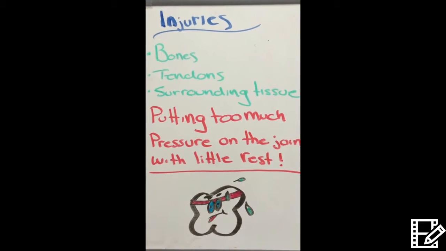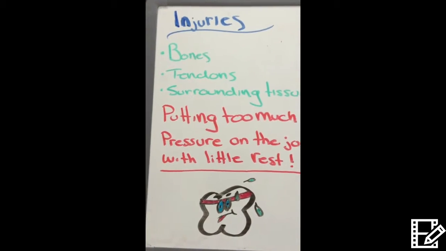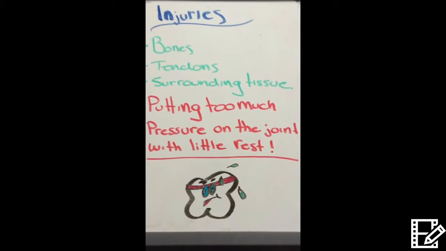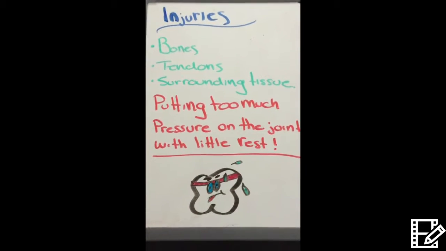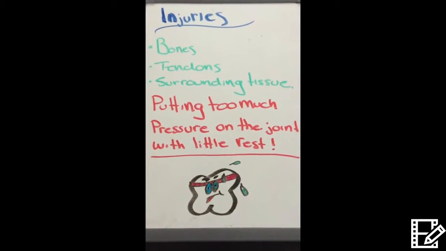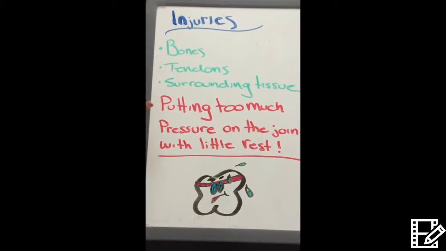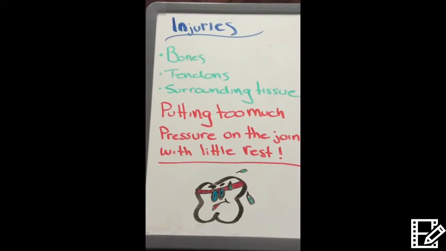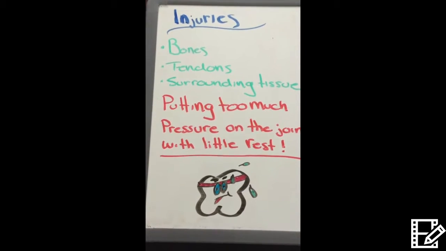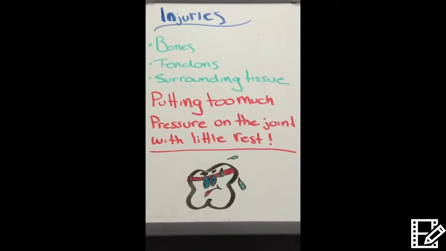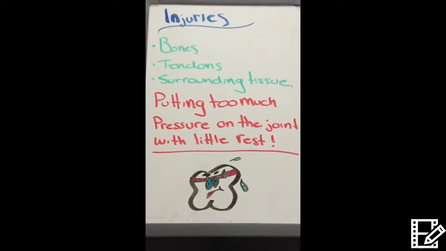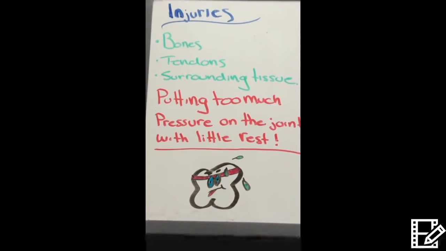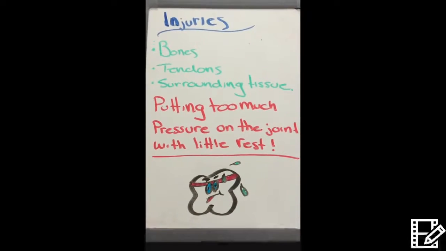So injuries to the sesamoid bones can occur to the bone itself, the tendons, or the surrounding tissue around the joint. And they can occur by putting too much pressure on the joint with little to no rest. That can be anything from running, basketball, soccer, ballet, whatever you can think of really. Just make sure you're getting the proper rest and make sure you're not overdoing yourself.